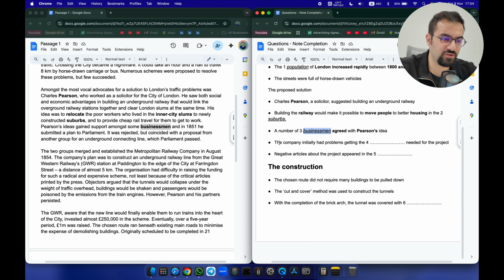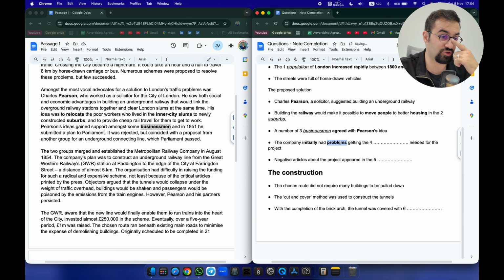Now, we are going to read question number 4. The company initially had problems getting the blah blah blah needed for the project. So, initially means at the beginning, problems means they struggled with something, getting what was needed for the project. So they wanted something, but they couldn't get it. That's what we need for this answer.